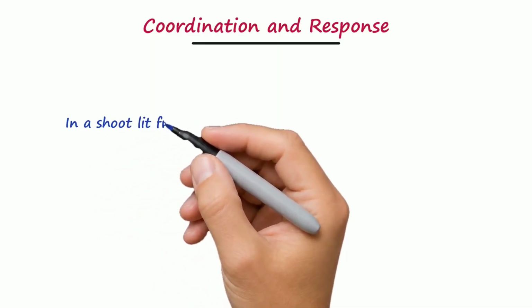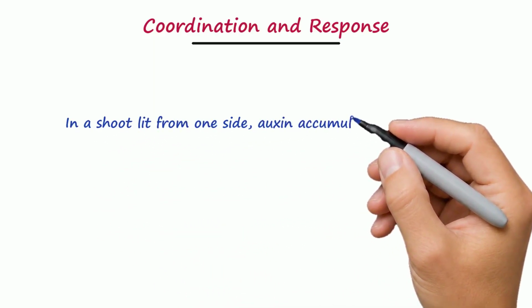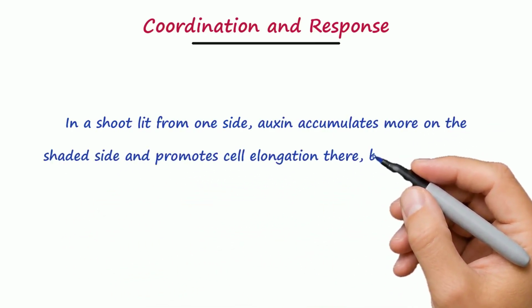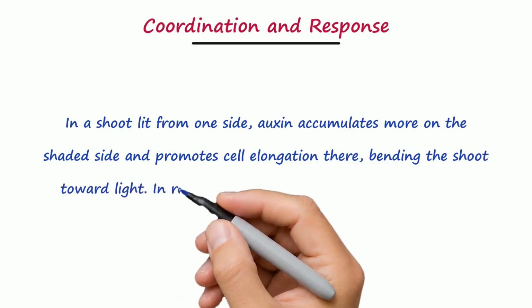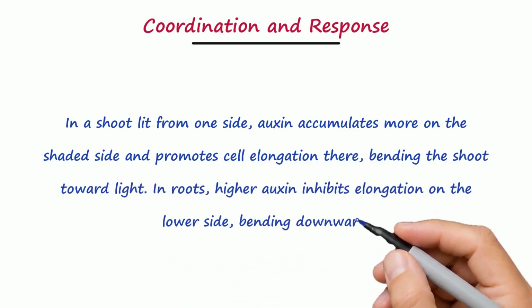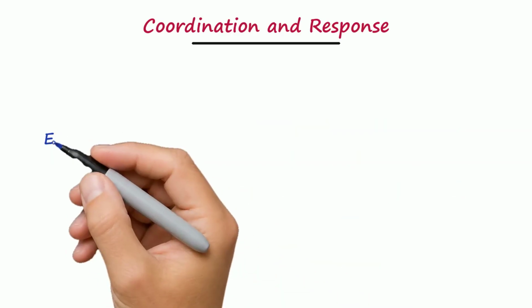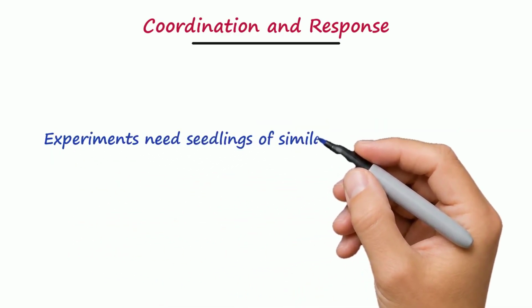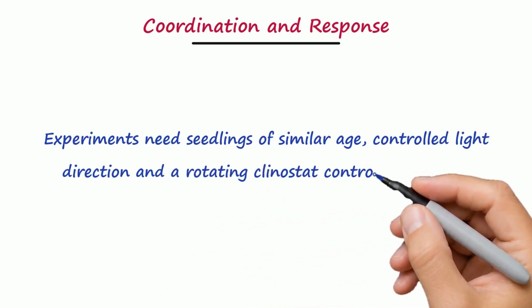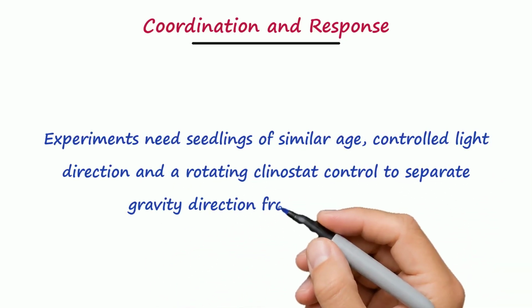In a shoot lit from one side, auxin accumulates more on the shaded side and promotes cell elongation there, bending the shoot toward light. In roots, higher auxin inhibits elongation on the lower side, bending downward. Experiments need seedlings of similar age, controlled light direction and a rotating clinostat control to separate gravity direction from other effects.